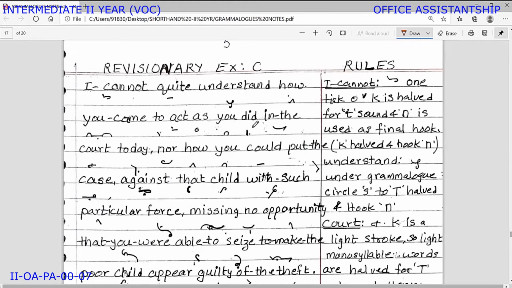Did. Again, it's a monosyllable, so now B is a heavy stroke. Again, you've got B here, so B can be half for D because it's a monosyllable. So here we are having B for D, that is did. In this exam, you're adding the code. Again, it's a monosyllable. Cut. K is a light stroke and T is there, so we're going to have K for T.